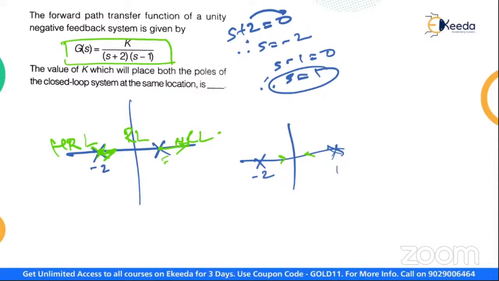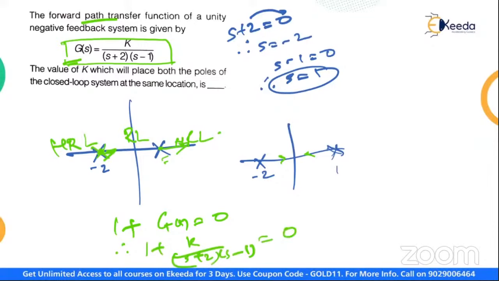For that, what do you know? In order to find the breakaway point, you have to do dK by ds in the characteristic equation. So let us first get the characteristic equation. This is G(s). We have already said that it is a forward path transfer function, which means it is not a closed loop transfer function, rather it is an open loop transfer function. Which means what will come? 1 + G(s) = 0. Therefore, 1 + K upon (s + 2) into (s - 1) equal to 0.